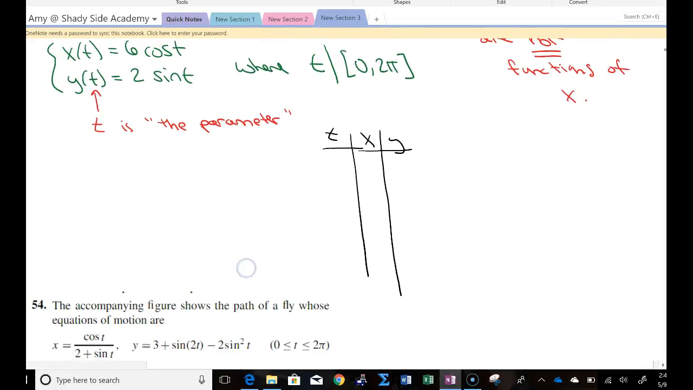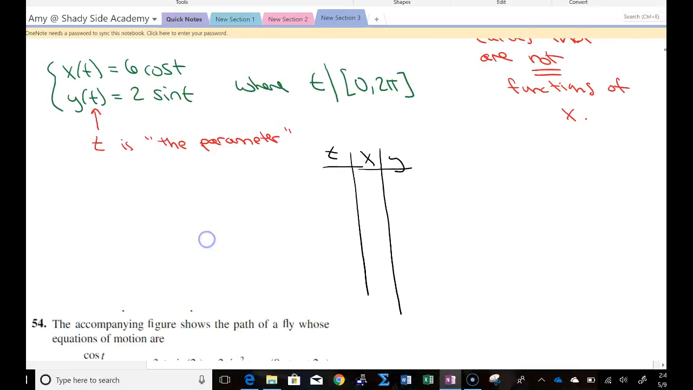Let's sketch this function. Now, the fact that I chose these graphs here was purposeful because I know you all remember we're looking at t values. I'm going to stay in radians. I'm going to pick these values conveniently.